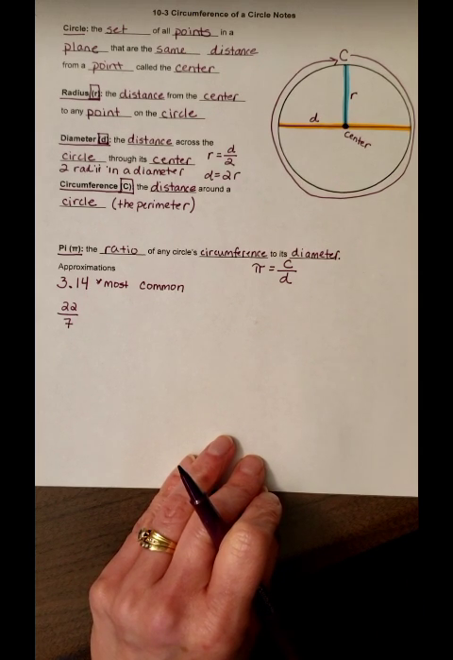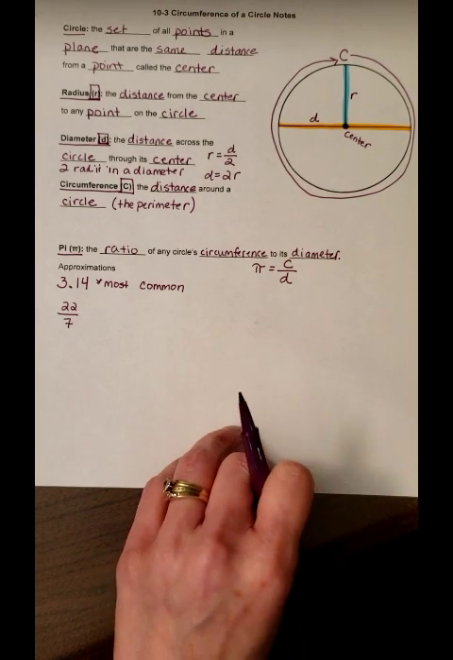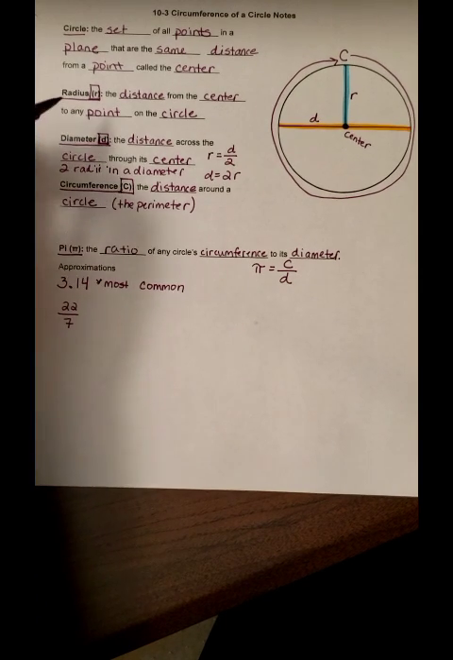Now, in the next video, we're going to look at how do we actually use pi and our diameter and our radius to find the circumference.